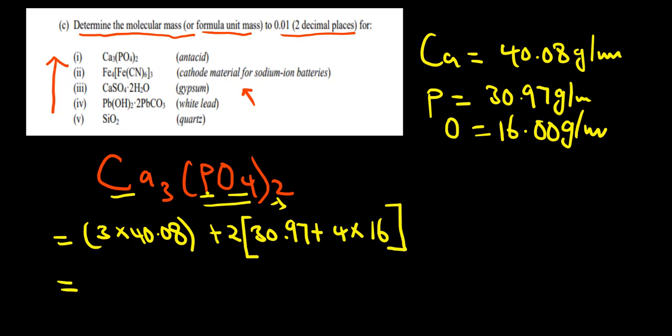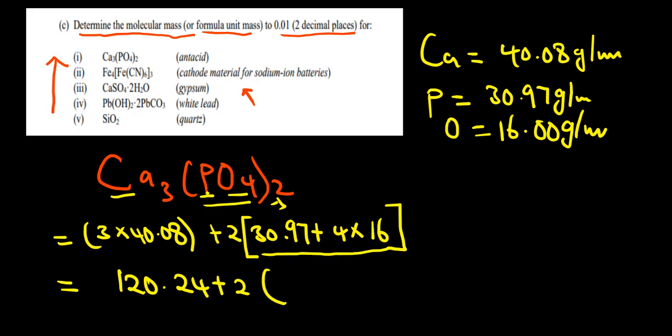Now we just have to multiply whatever we have here. When we multiply 3 by 40.08, my calculator is giving me 120.24, and then plus here we have the 2, and then let's add whatever is inside here.